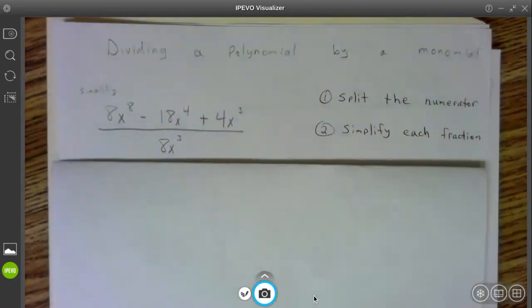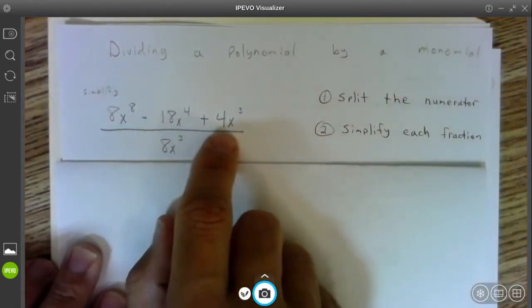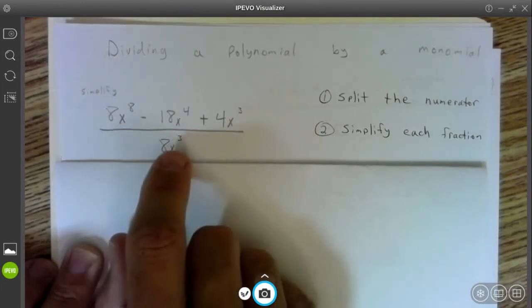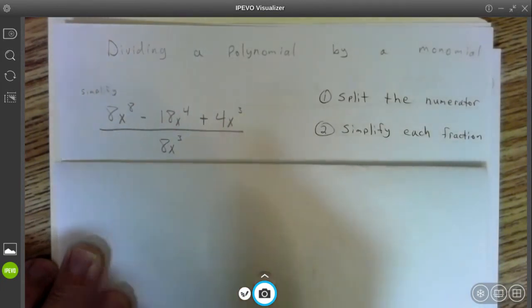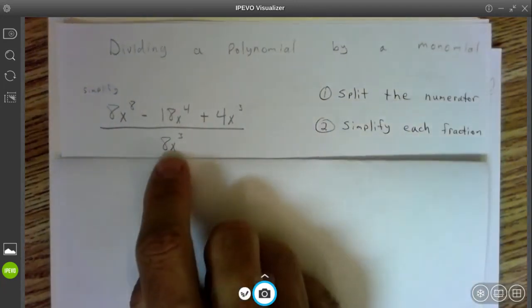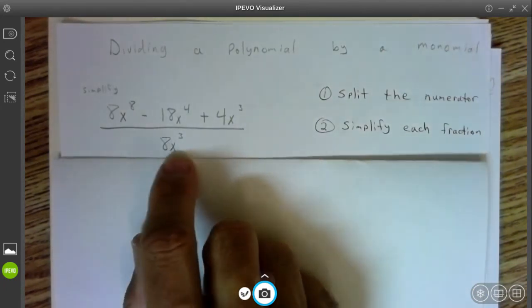All right, so in this video, we're going to look at how to take a polynomial, so there's 1, 2, 3 terms in the numerator, and divide that by a monomial. Please take notice. The main issue here is we're dividing by a monomial. We're just dividing by one thing down there, not two things.